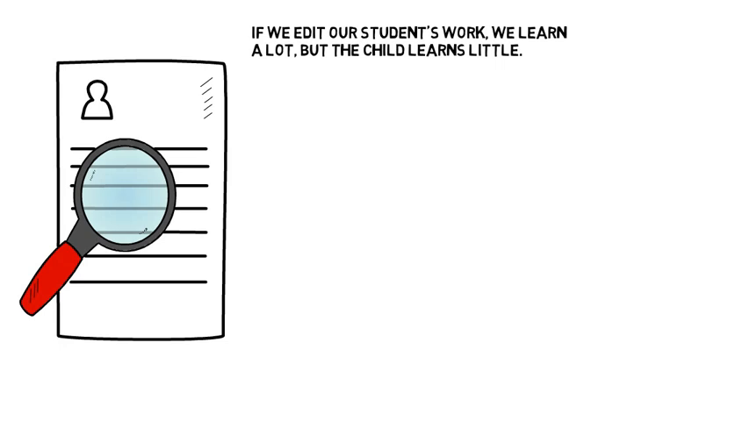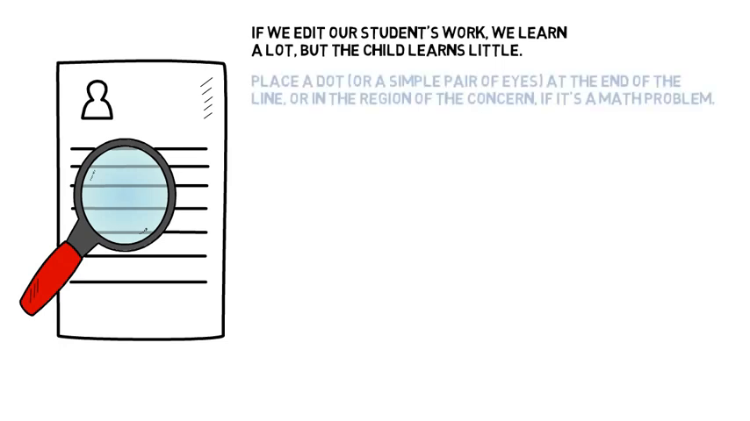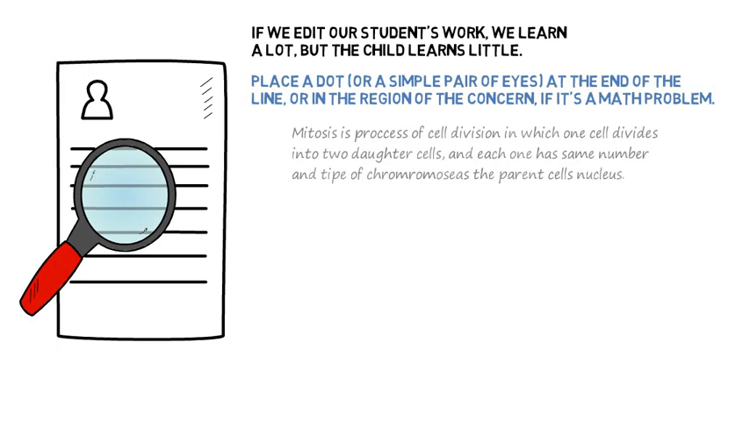Here are 3 ideas for doing this. If you notice an error in a sentence or a math calculation, place a dot or a pair of cartoon eyeballs at the end or beginning of the sentence or near the portion of the math problem's calculations with the error, but don't identify what the issue is.